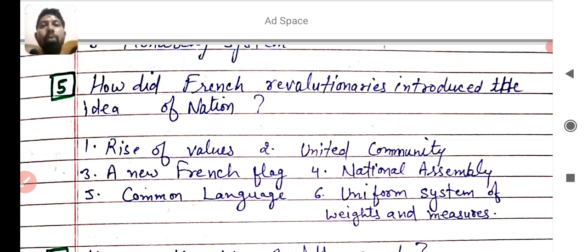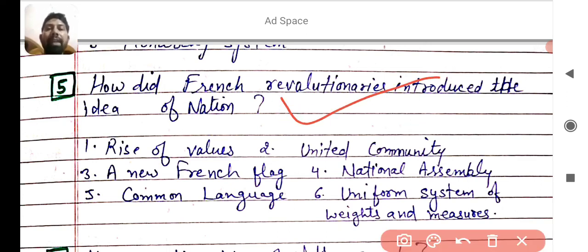I hope you learned this point easily, and it will be a 5 marks question in your exam: How did the French revolutionaries introduce the idea of nation? I hope you got this point easily.